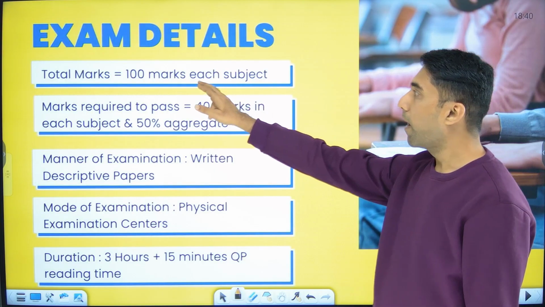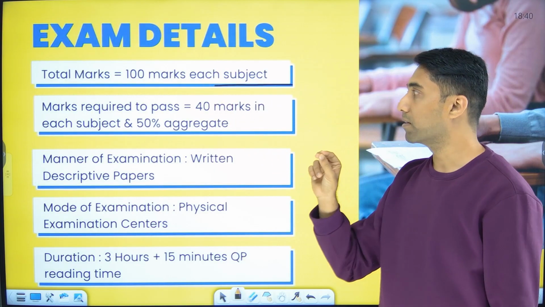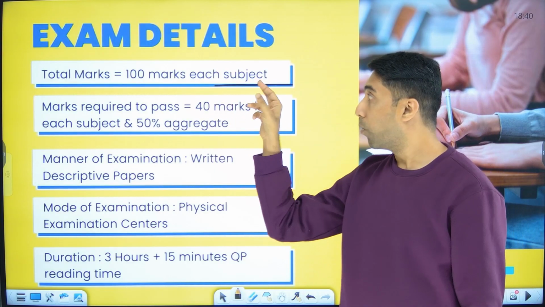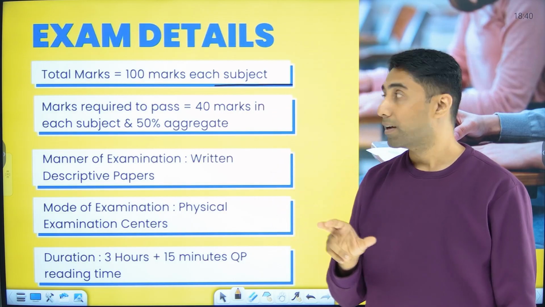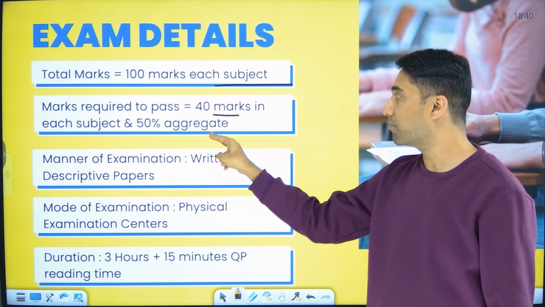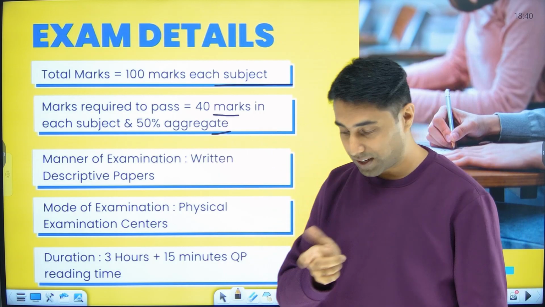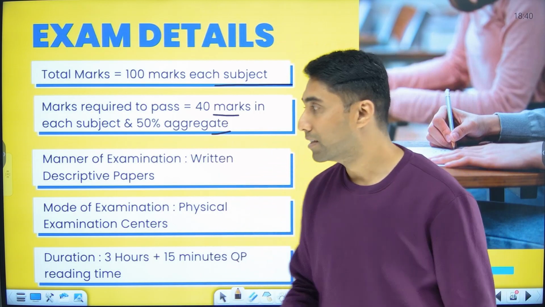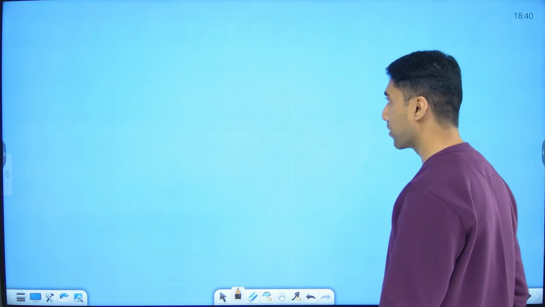Then the exam: 100 marks for every subject. Every subject has 100 marks. And very importantly, you need to score 40 marks in a subject and 50% aggregate. What does this mean? This is where everyone gets confused. So let us look at it.